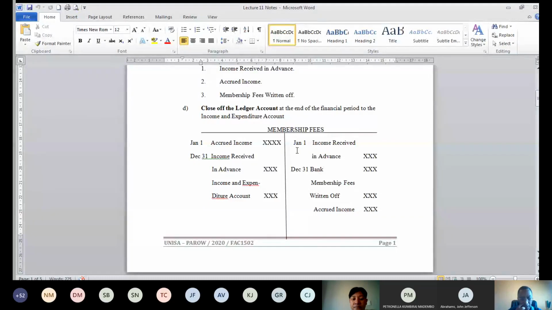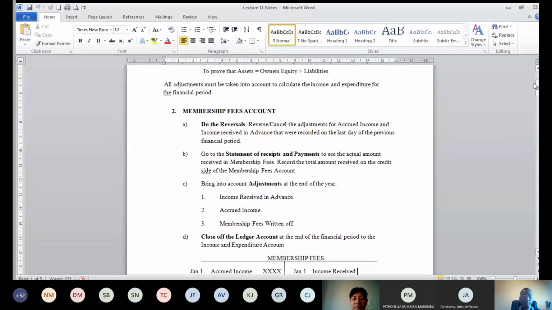Go to your membership fee account, guys. At the bottom of page 1, I've given you an example of that. So in your membership fee account, on the 1st of January, the first day of the financial year, you cancel the accrued income from the previous year by debiting the membership fee account with accrued income, and on the 1st of January, you credit the membership fee account here with income received in advance. So under step A, guys, you need to do the reversals.